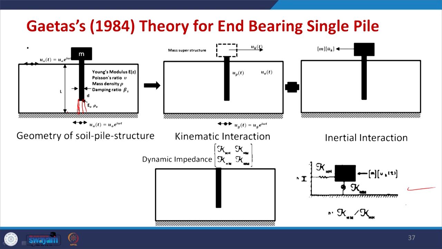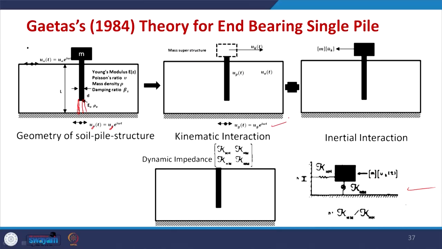What is the problem? This is the excitation applied. This is U_g, which is clear in this slide. U_g is the amplitude of ground motion applied at the fixed base, which may be due to an earthquake or seismic excitation, as we call it. A pile is embedded inside the soil as shown here. The length of the stratum is capital L, which is the same as the pile length, this being an end bearing pile.